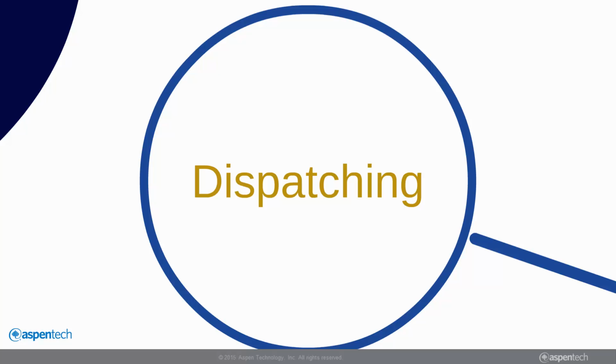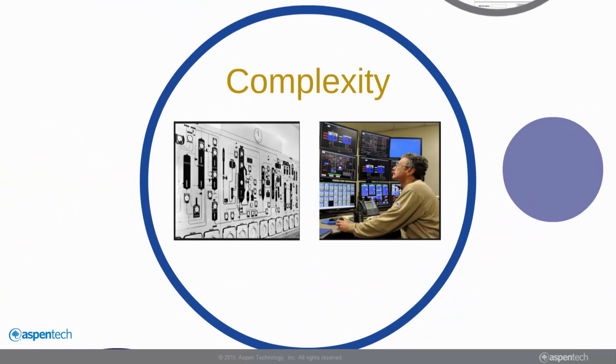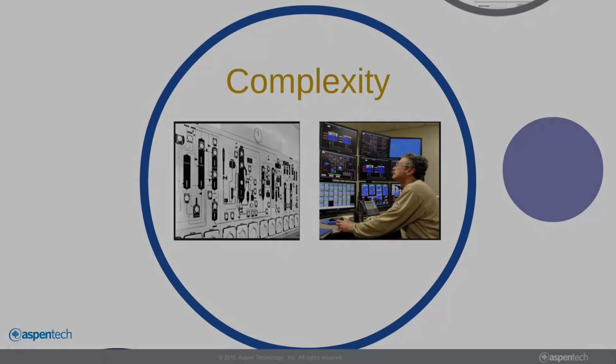Our production environments are more complex than ever. We have greater regulatory compliance hurdles than ever before. Operators can quickly become overwhelmed when they're not supported with appropriate production automation. Let's look at a quick demonstration and see how Aspen Production Execution Manager can help you improve production operations.